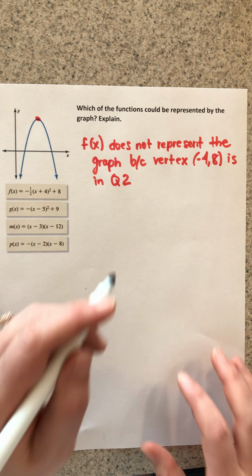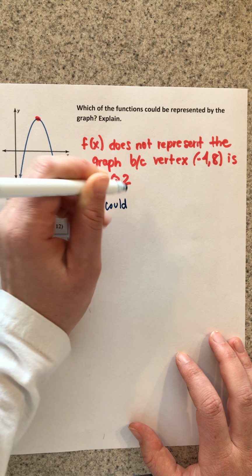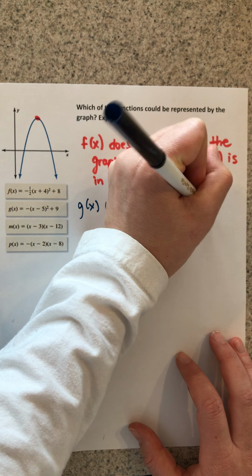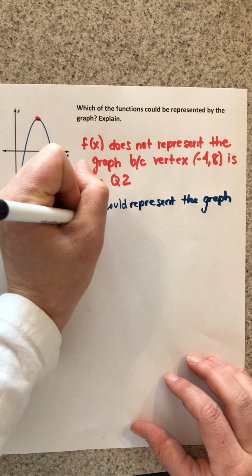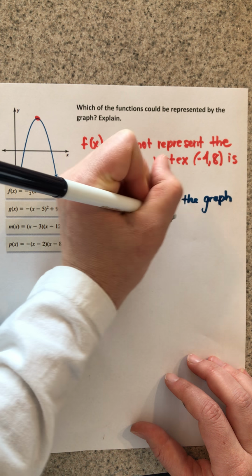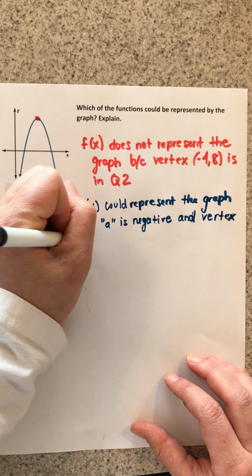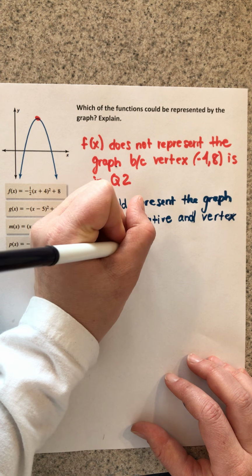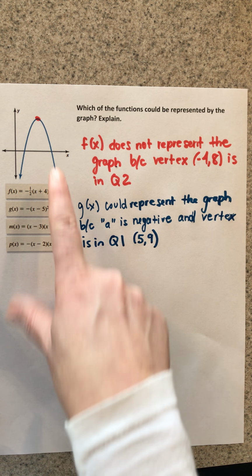So I would say that g of x could represent the graph. And the reasoning would be because a is negative, which means the parabola should be opening down, and the vertex is in quadrant 1, because the vertex in this case is 5, 9. Okay, so g of x could be a plausible function to represent this graph.